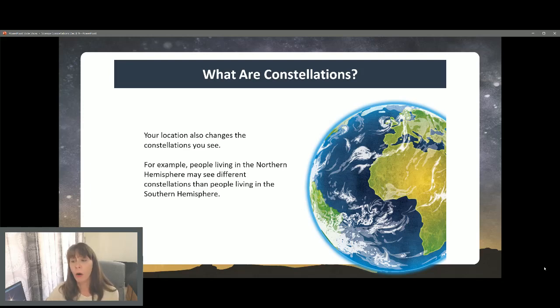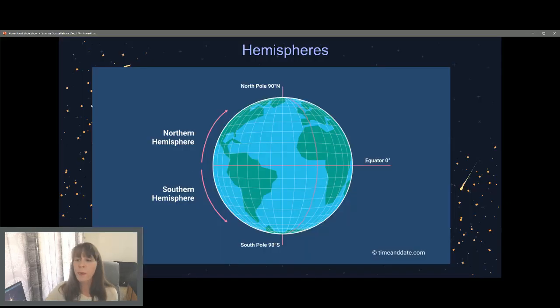Wherever you are on the earth also changes the constellations that you see. For example, people that live in the northern hemisphere can see different constellations than the people that live in the southern hemisphere. There's one of our vocabulary words, hemisphere. So let's go into that a little more. On this picture, you can see the northern hemisphere is at the top and the southern hemisphere is at the bottom. They are separated by that imaginary line, called the equator. So the equator separates the southern and the northern hemisphere.